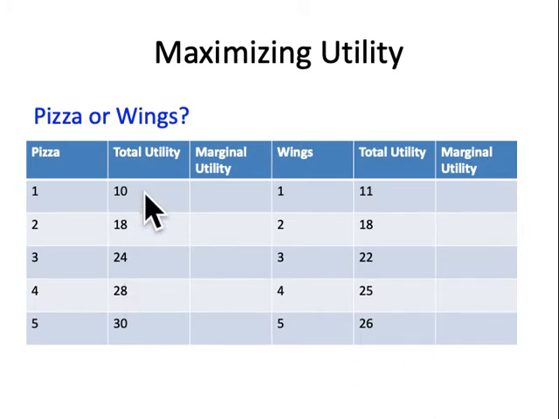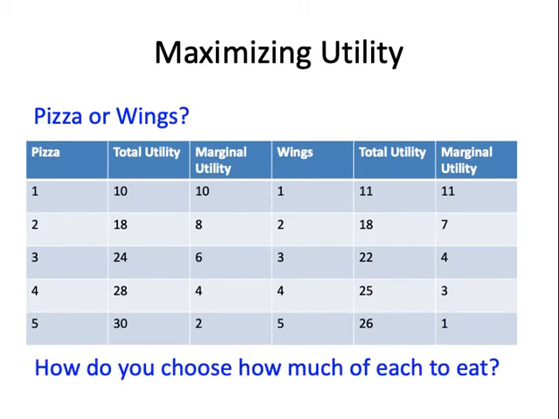So hopefully now you've completely filled this chart out. So my one pizza gave me total utility of 10, and so that one pizza would give us marginal utility of 10. If two pizzas, my total utility is 18, therefore 10 going to 18, there's 8 more, so my second pizza gave me 8. My third pizza gave me 6, my fourth 4, my fifth 2, etc. In the same way, one wing gave me 11. After 2 wings I have 18, therefore the second wing gave me 7. After 3 wings I have 22, therefore that third wing gave me 4, etc.